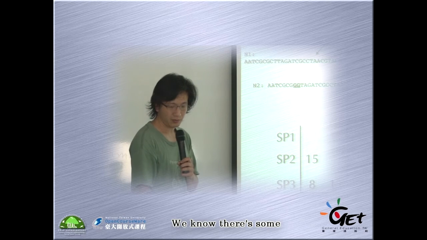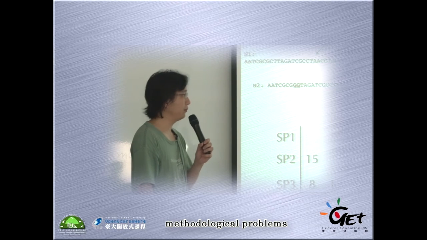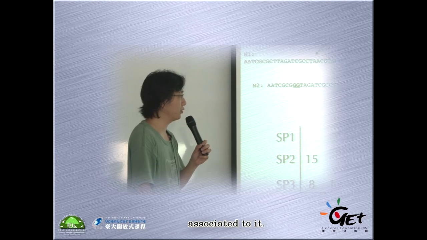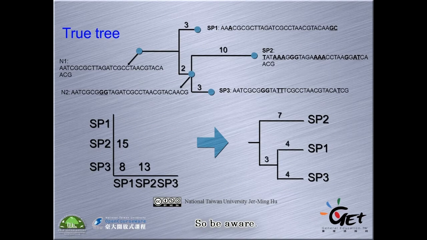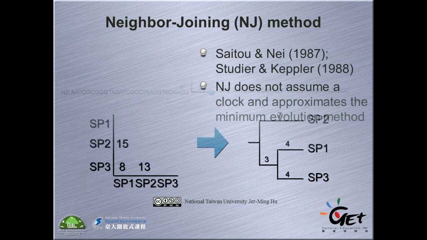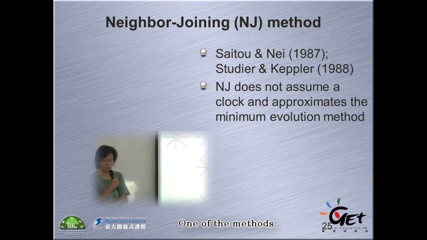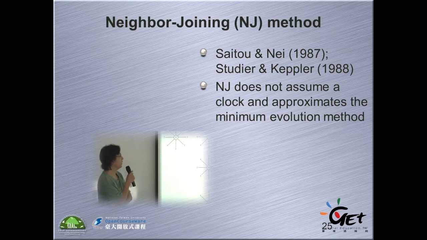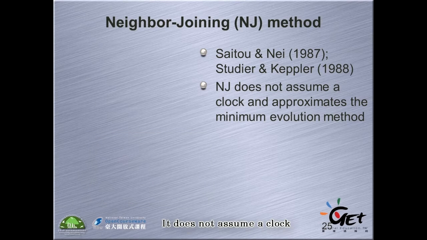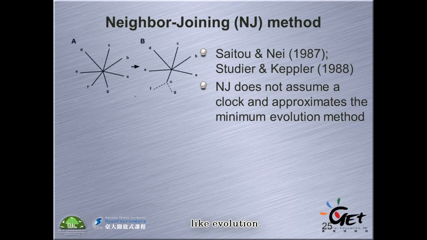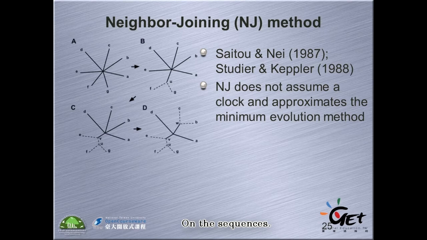But we know there are some methodological problems associated with it, so be aware. Although UPGMA is very simple to calculate and easy to get a result, it is almost always wrong. So how to avoid that? There are several other methods, and one of the methods that tries to avoid that is the neighbor joining method, which does not assume a clock-like evolution on the sequences.